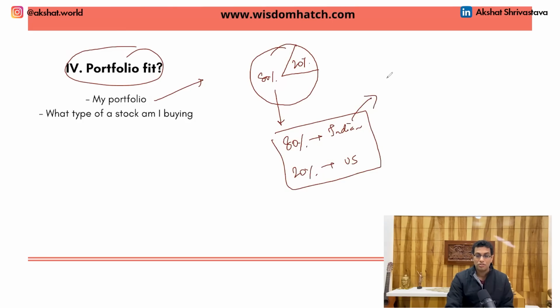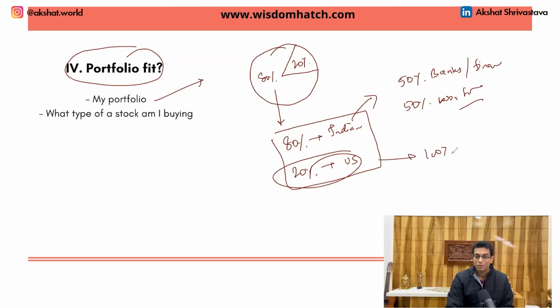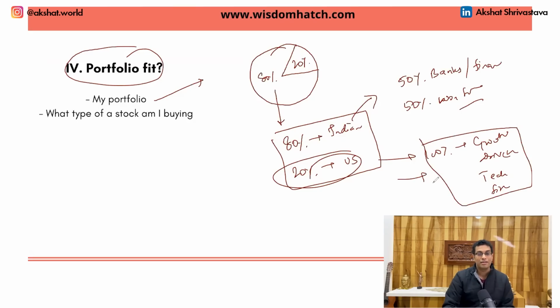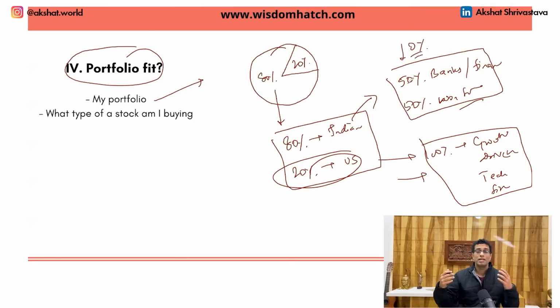And within these Indian stocks, I would have almost 50% in banks or finance stocks, and 50% non-finance stocks, right? And what about the US? My 100% portfolio is in growth-driven tech firms, right? So why have I invested all my money in growth-driven tech stocks in the US? The reason is fairly simple: I'm taking 0 positions on tech stocks in India. Literally 0%, or a very little part of my portfolio is in tech stocks.